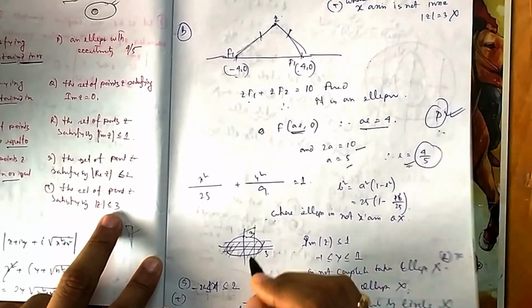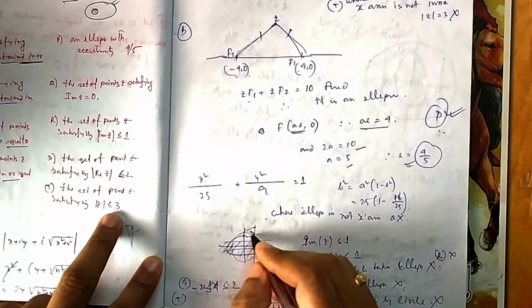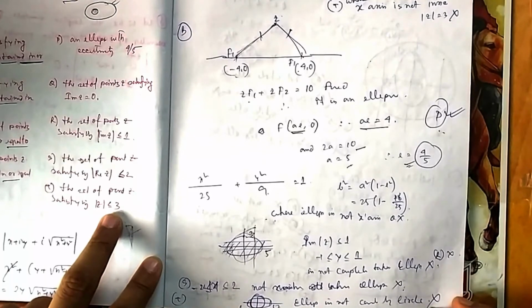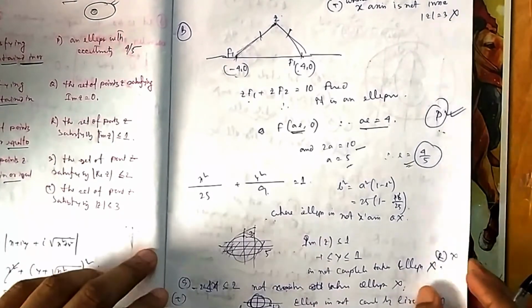Mod z is less than 3. If you see this one, this is 5. So if you draw a circle, again the entire ellipse is not within the circle. You can see the circle is here, and the ellipse is going up to 5. So T will not be the answer also.